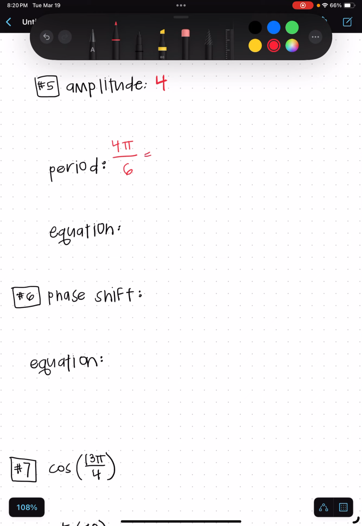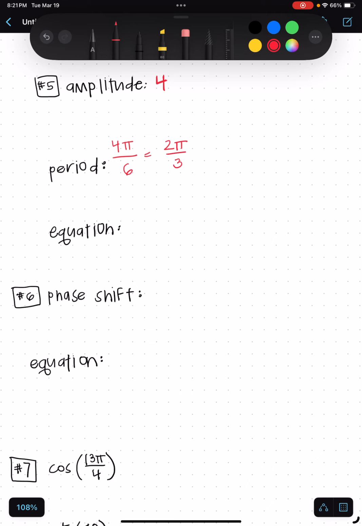Now I can simplify that to be 2 pi thirds. So my period is just 2 pi thirds. And the way that I'm getting that is just from the graph, because I'm looking at where it starts, and it starts at -2, where it crosses the midline at -2, and then you go up, all the way down, and then back up to the midline. Wherever that hits the midline is where your period is.